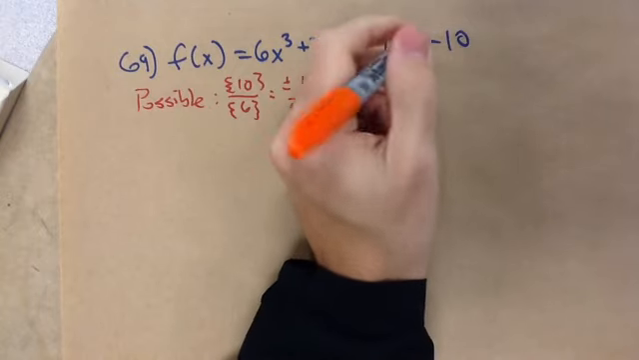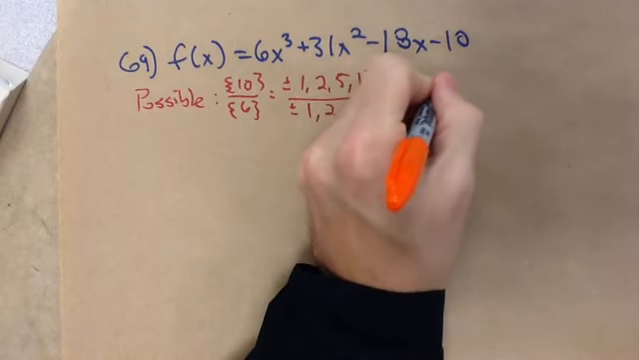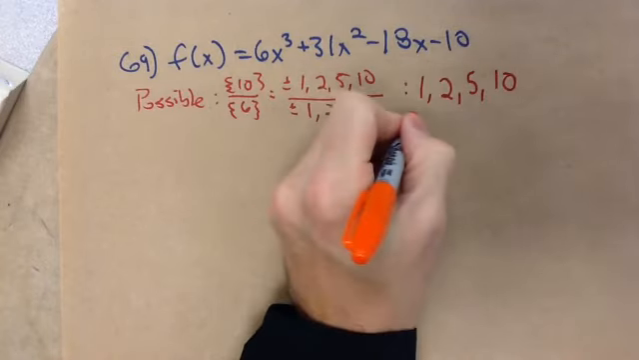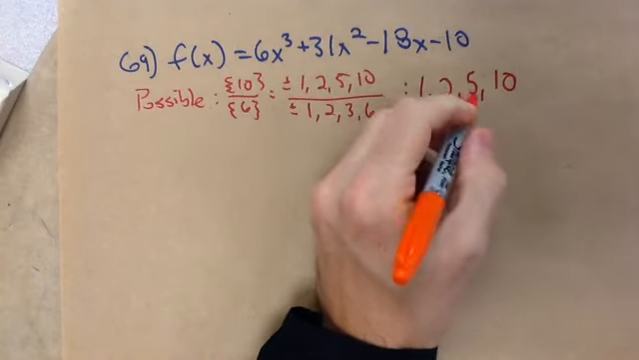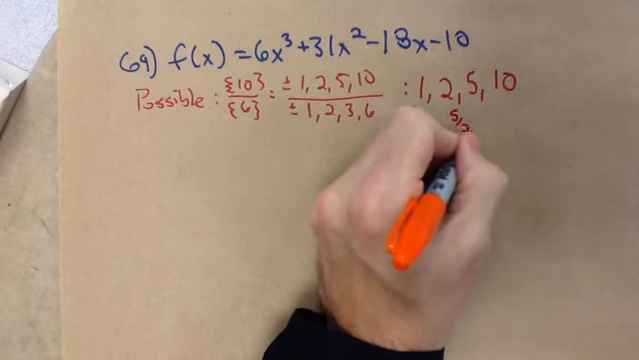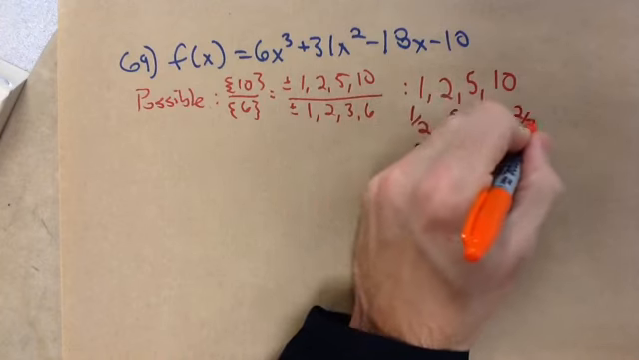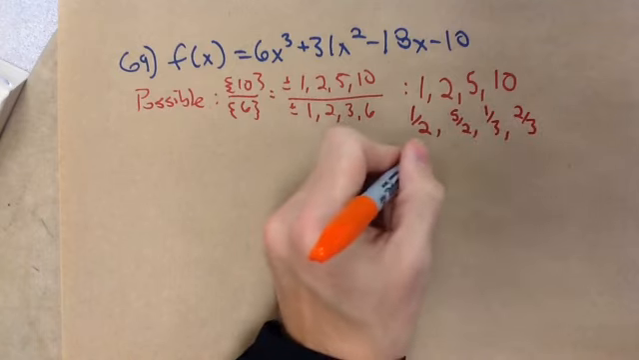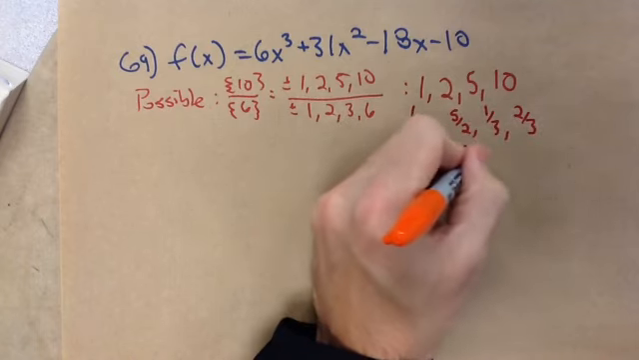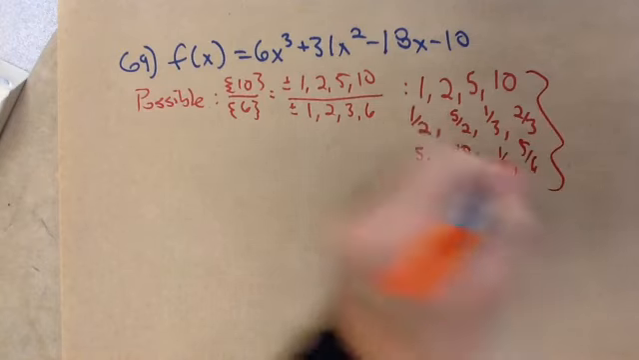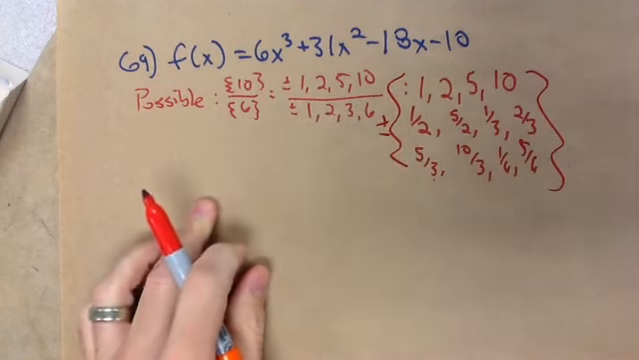Our possibles, if we worked this out, come out to be 1, 2, 5, 10, 1/2, 5/2, 1/3, 2/3, 5/3, 10/3, 1/6, and 5/6, and all of those are plus or minus.